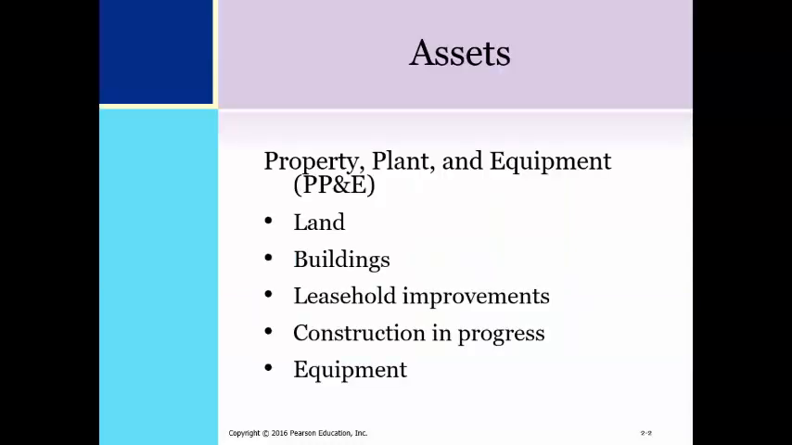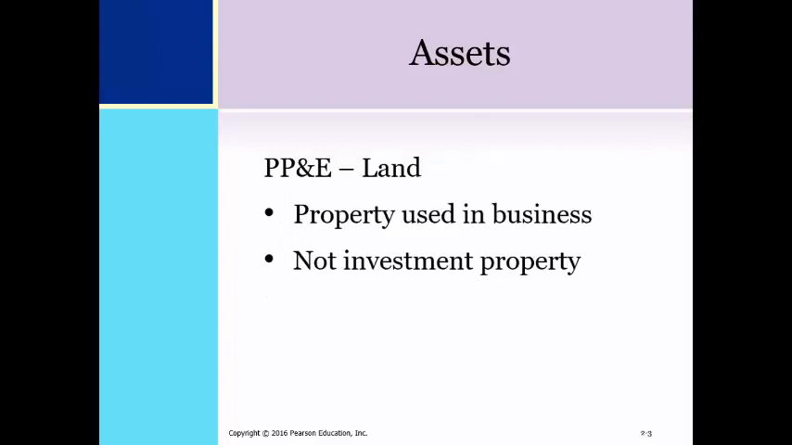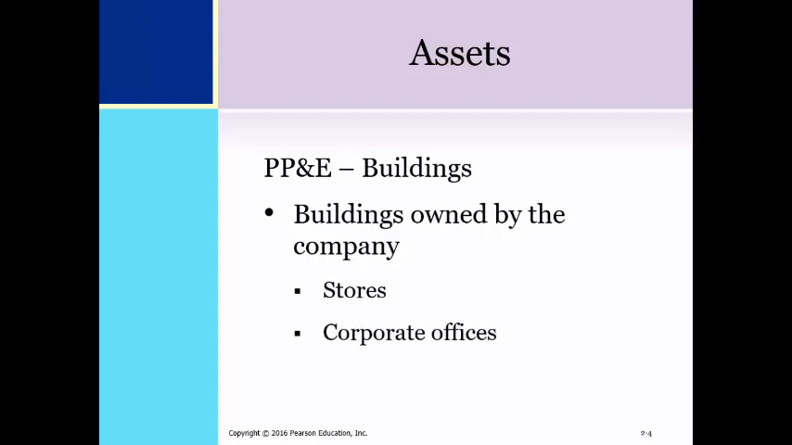Other assets that are included in property, plant, and equipment include land, buildings, leasehold improvements, construction in progress, and equipment. All are depreciated with the exception of land. Land is never depreciated. Property, plant, and equipment should only include those assets that are currently being used in the operations of the business. If any assets, such as land, are not being used but are held as investments, they should be placed in other assets.